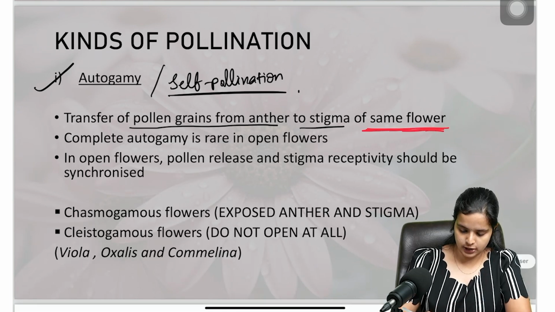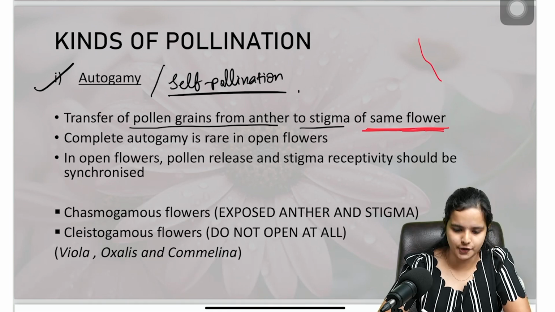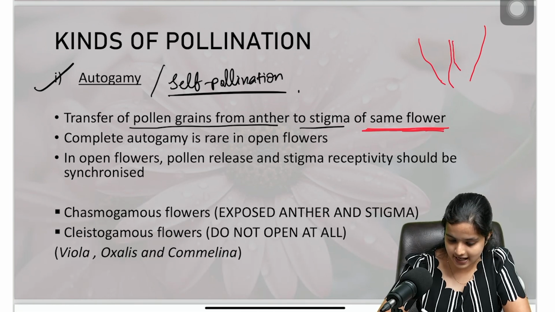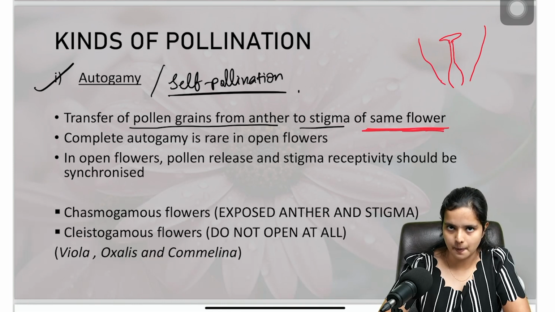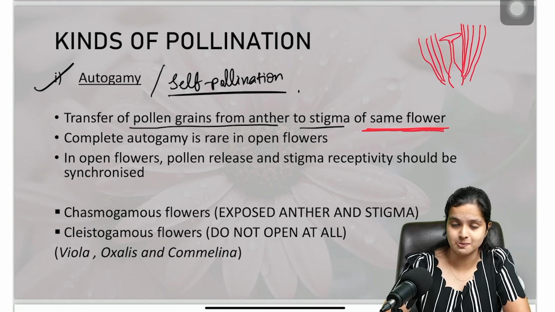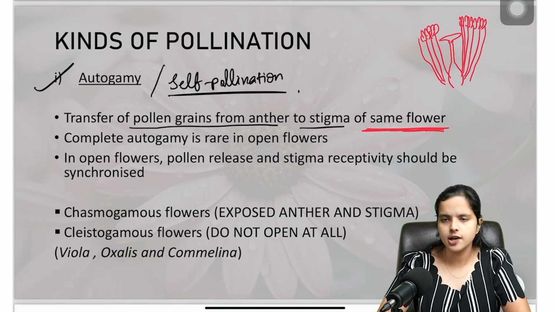I'll draw it for you if you need me to. Imagine this is a flower. I'm not that good at drawing, but still bear with me. Imagine this is a flower, and you have the pistil in the middle. You'll have the style, ovary, and stigma, right? And as it is a bisexual flower, you'll also have anthers, or simply, you'll have stamens. This bisexual flower has multiple stamens. What I'm drawing over here is the anthers. So you'll have the stamen and you'll have the pistil.